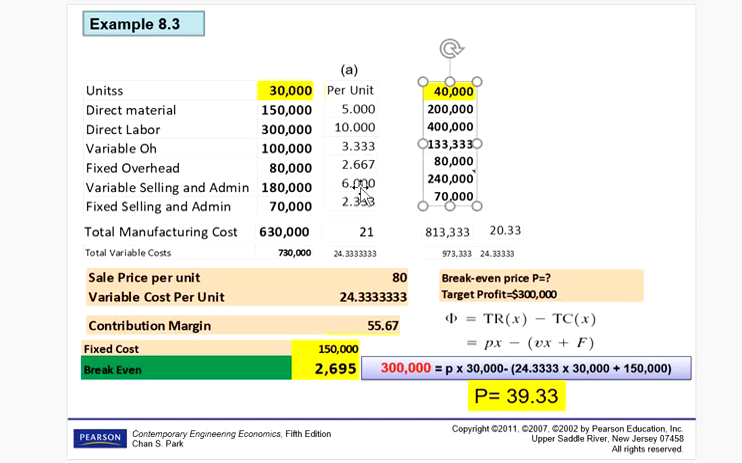Variable, this one is 6 times 40 is 240. Again fixed, here it is the same. So now we can calculate what is the total manufacturing cost under 40,000 units. So again material, labor, variable overhead and fixed overhead. If you add 1, 2, 3, 4, this is your answer. Divide by 40, 20.33.